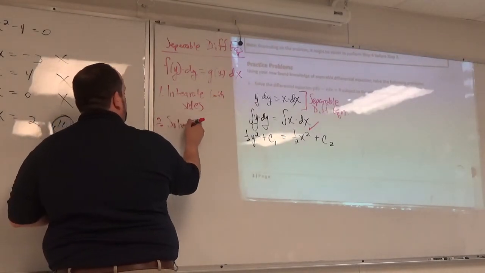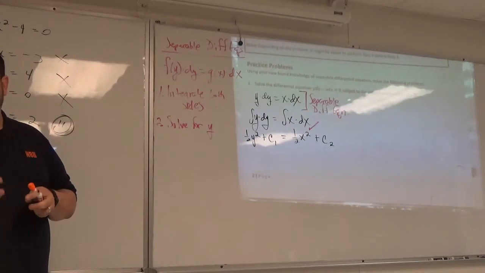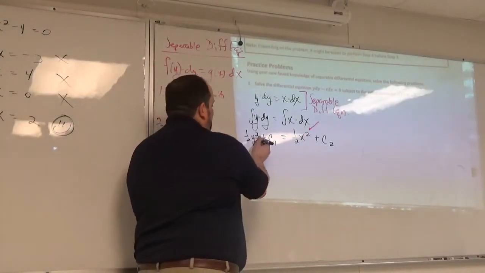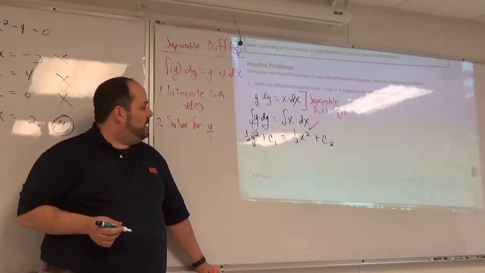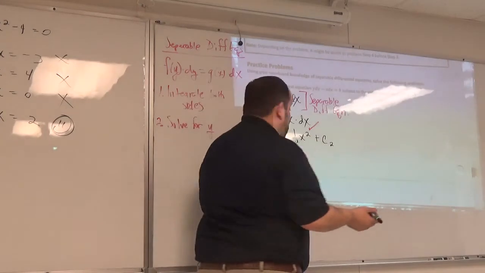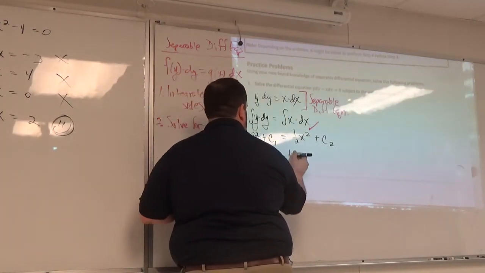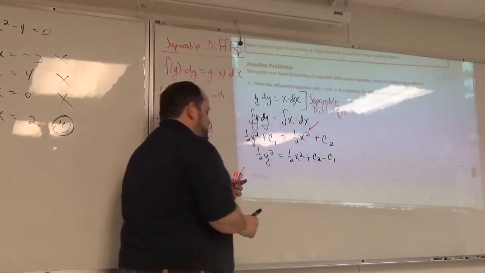You're going to solve the new equation for y. Legal stuff only. Solve for y. I want you to get y by itself. Couldn't get easier than this. Subtract C1. Is that legal? Yeah. Okay. 1 half y squared equals a half x squared plus C2 minus C1.